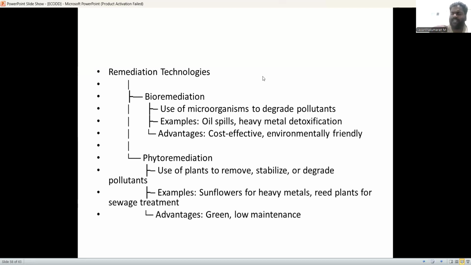There are many worms which have enzymes in them that degrade microplastic. You can study about that. There are also some bacteria which degrade microplastic. It is generally very cost effective. Then phytoremediation: you can use plants to remove, stabilize, or degrade pollutants. For example, sunflower for heavy metals, and reed plants for sewage treatment.